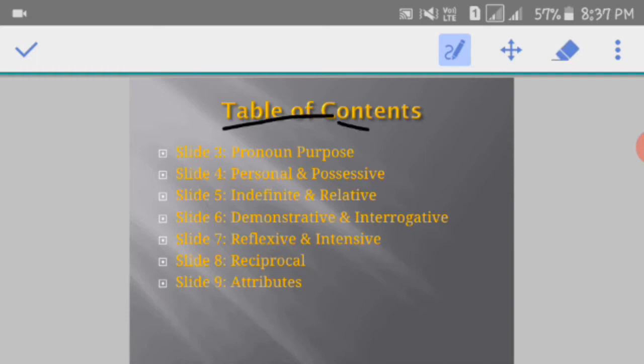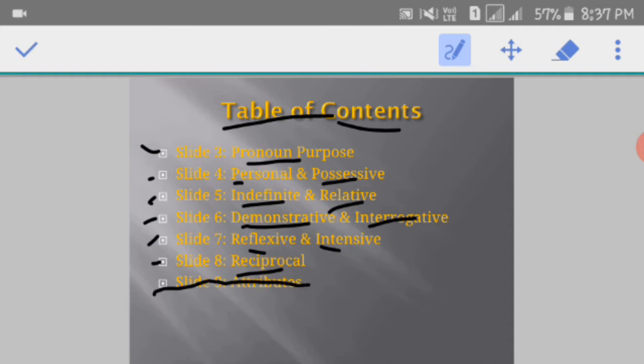Next, contents are there. Here we can see what we are going to learn and understand in this video. First is the pronoun purpose: why do we use pronouns? Second, what is a personal pronoun, what is a possessive pronoun, what is an indefinite pronoun, what is a relative pronoun. Next is what is a demonstrative pronoun, what is an interrogative pronoun. Next, reflexive and intensive pronoun, and the last one is reciprocal. This attribute is not a kind of pronoun.